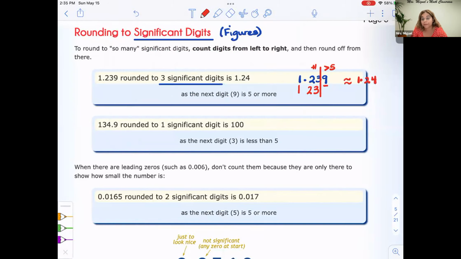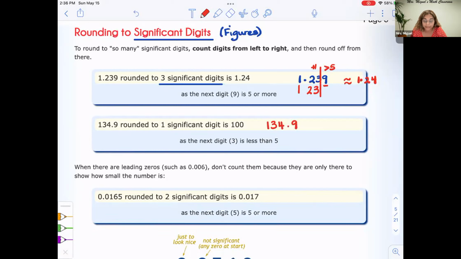1.24. Let me check my answer. The question asks for 3 significant figures. I have 1, 2, 3 significant figures. Here I am finished.